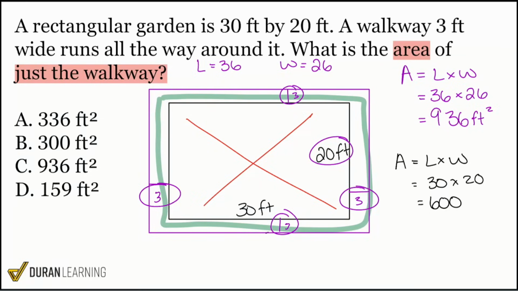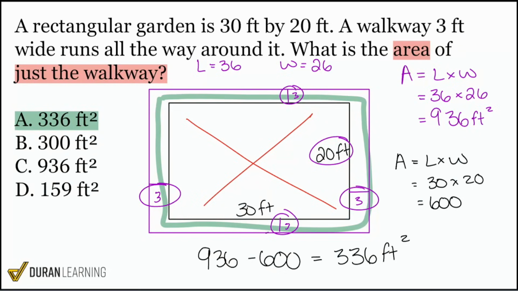And so here it is, 936 minus 600. That's going to be 336 square feet. And there it is. Answer choice A is the answer because, again, we had to adapt and increase each of the sides for that walkway. And once we did, we added 3 to each side, making the length 36 and the width 26. So there we are, my party people. Hopefully we feel good about that one too.